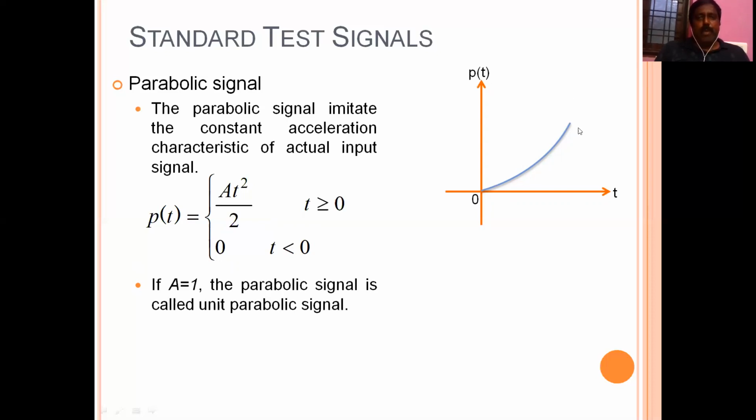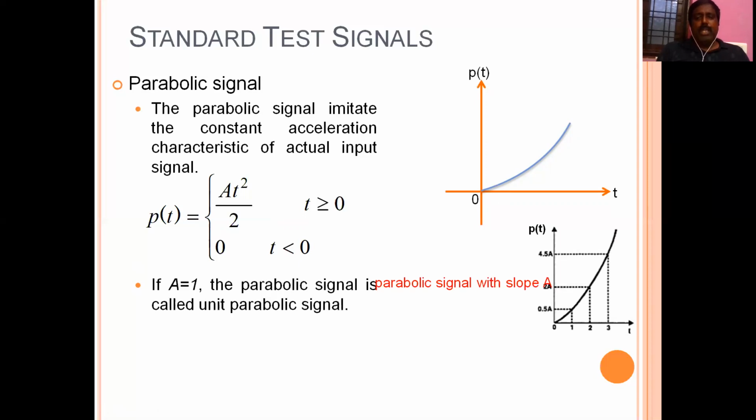The curve is like a parabola. So that's why it's a parabolic signal. The value is only mentioned when t is greater than or equal to 0. It starts from 0 only. When t is less than 0, the value is 0. When t is greater than or equal to 0, the value is equal to A t square by 2. When amplitude A is equal to 1, the parabolic signal is called unit parabolic signal. The parabolic signal with slope difference is also mentioned like this, and the unit parabolic signal is mentioned like this.